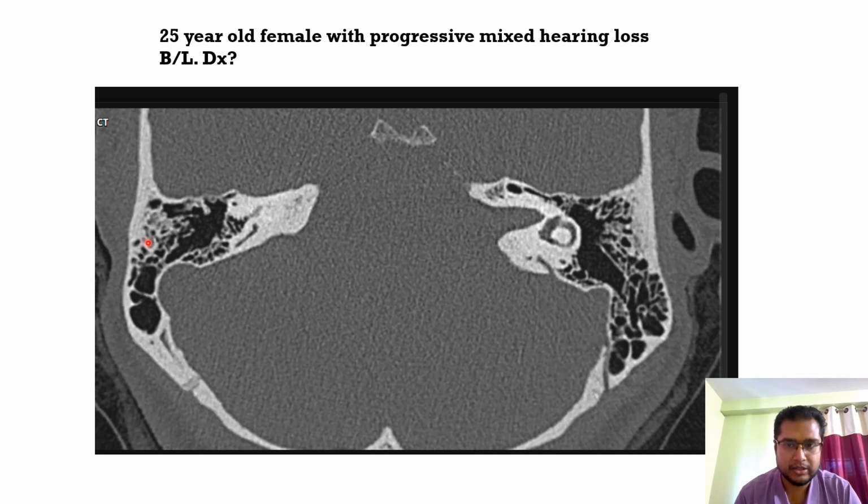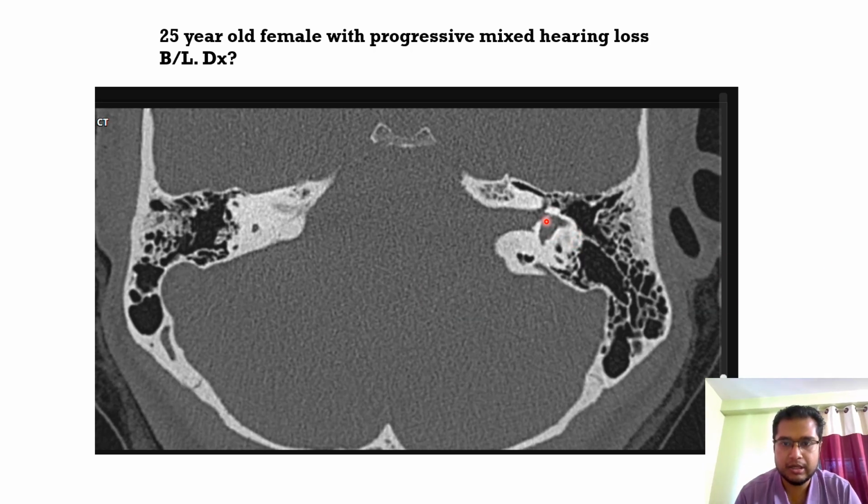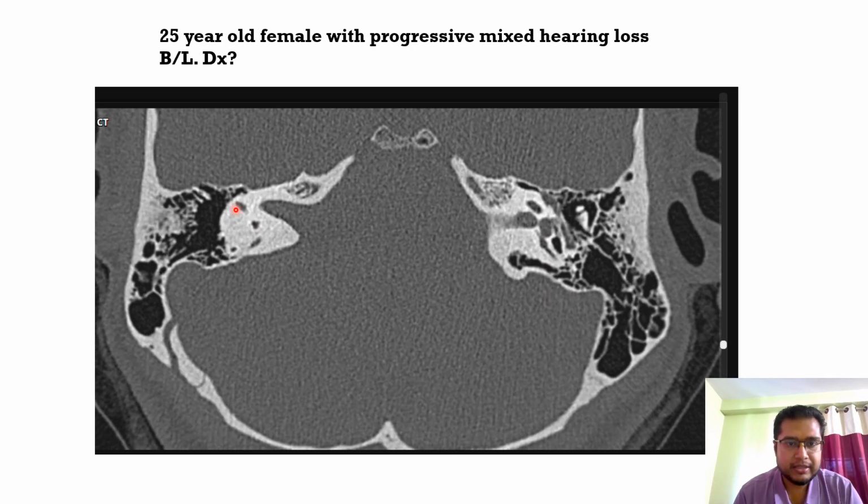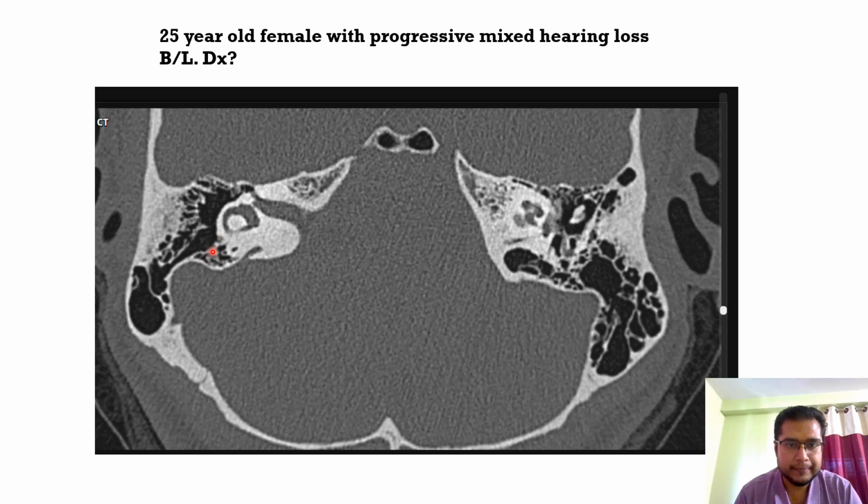Now coming, the mastoid air cells are completely normal. The lateral semicircular canal, the vestibule, the superior semicircular canal, everything is normal here.